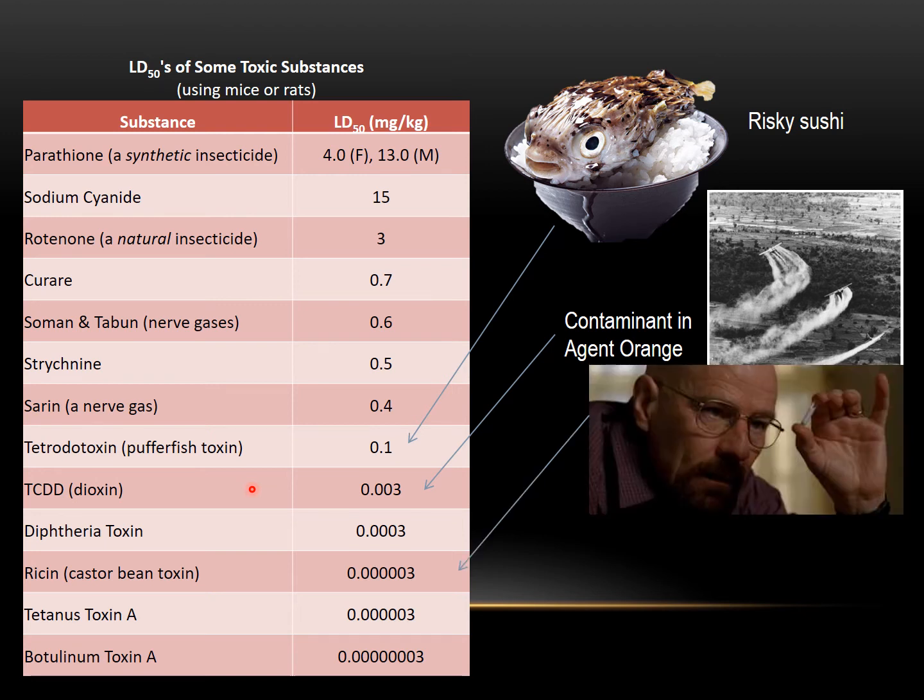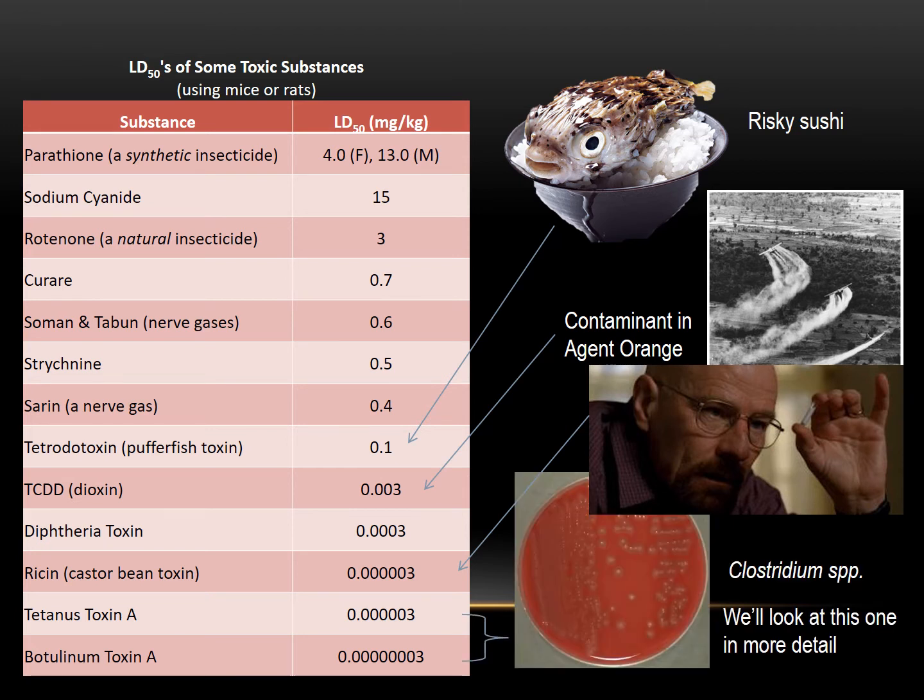Even more toxic than that is ricin, the toxin that's extracted from castor beans, and you might have seen this in Breaking Bad. It was one of Walter White's favorite compounds. But this guy down here at the very, very bottom of the list, this is one of my favorites. So let's look at this one in a little bit more detail. Botulinum toxin, or botulinum toxin A. So we'll look at this one in a little bit more detail.